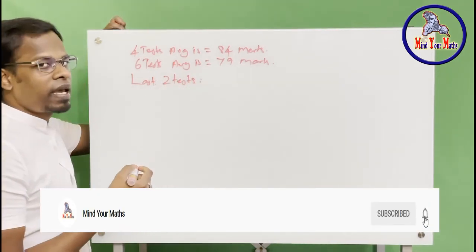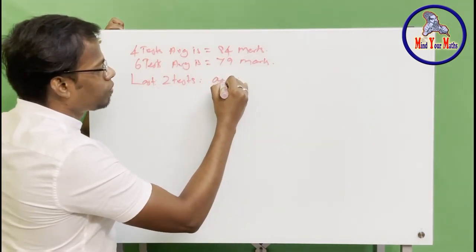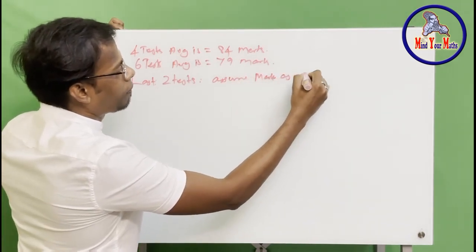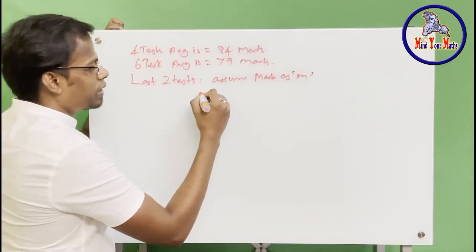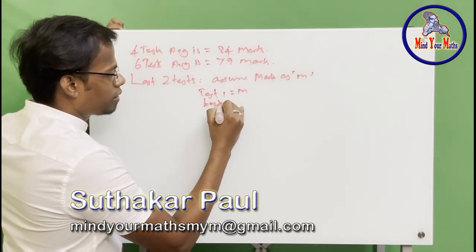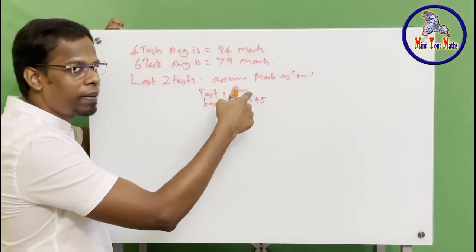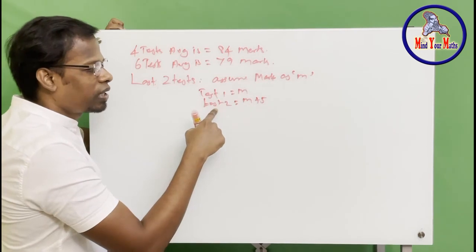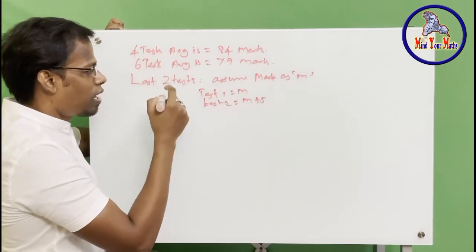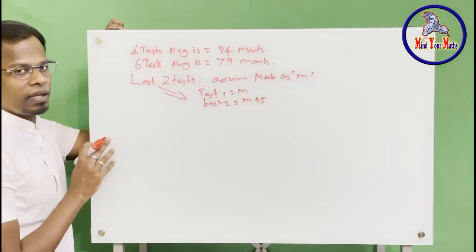If we say the mark is M, which we don't know and that's what we are going to find, so let's assume the mark as small m. In that case, in test 1 he gained m marks and in test 2 he gained m plus 5, because in one test he gained m marks, and in the second one he gained 5 marks more than the previous test among these last 2 tests. So this is what is given in the problem.